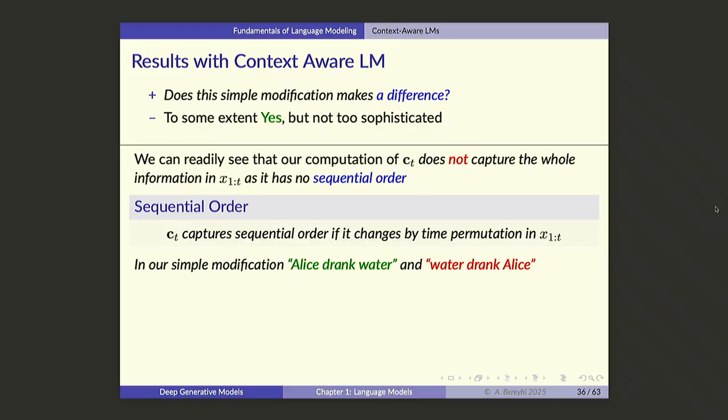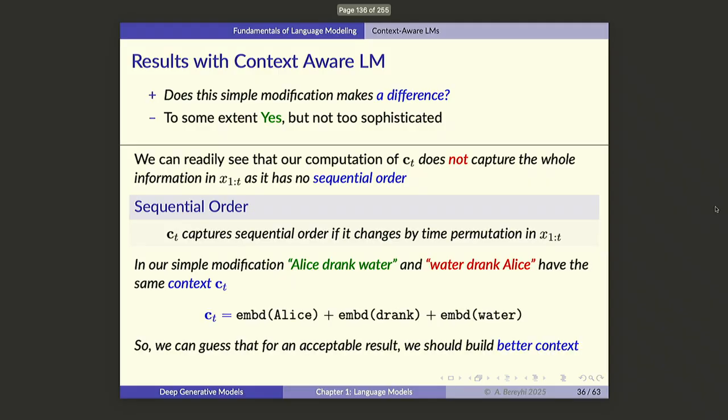Now, in this context model that we are doing, the context that we are building is simply the addition of the embeddings of Alice, drank, and water. And it doesn't matter if I put water first or last. This addition is going to be the same, right? Meaning that the context you get for the sentence Alice drank water and water drank Alice is the same. So your model is going to decide based on the same context for both of these sentences, right? So you cannot expect that model to distinguish between these two sentences, right?